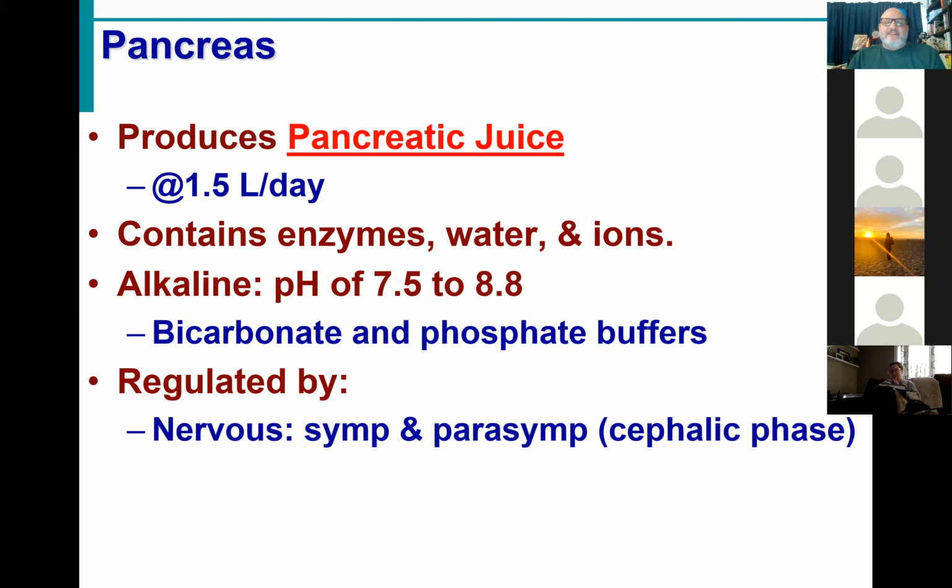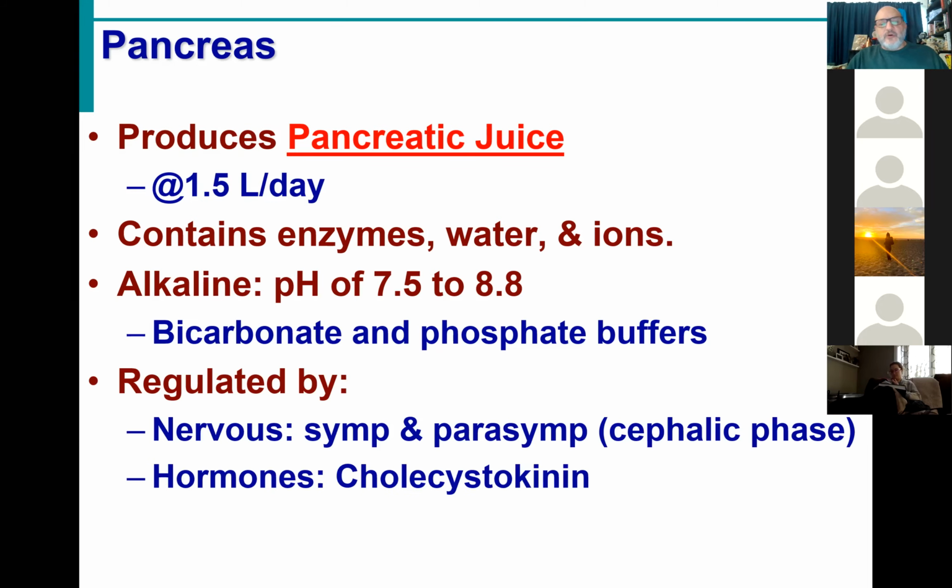Of course, this is going to be controlled by the sympathetic and parasympathetic nervous system, which can start as early as when we think about food or taste food or smell food. But remember, this is also going to be affected by hormones like cholecystokinin, which triggers the release of enzymes, and also secretin, which I should have here.